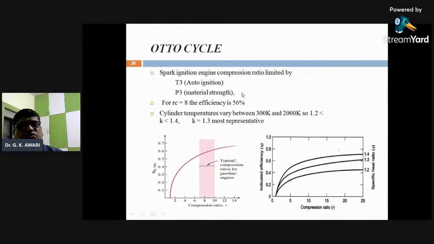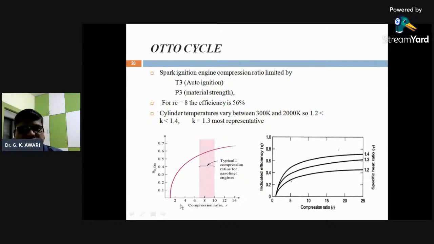So the Otto cycle is a spark ignition cycle, with compression ratio limited by T3, that is auto ignition, and P3, that is material strength. The Otto cycle efficiency is around 56%. The cylinder temperature varies between 300 Kelvin and 2000 Kelvin. So k between 1.2 and 1.4, and k equal to 1.3 is most representative.